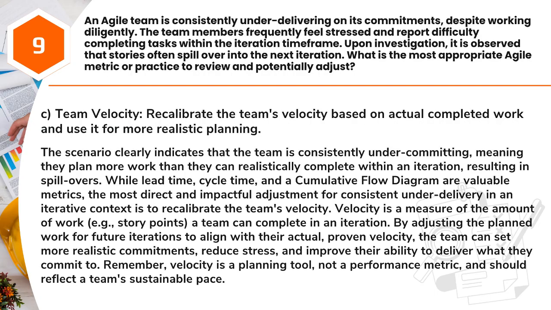Answer. C. Team velocity. Recalibrate the team's velocity based on actual completed work and use it for more realistic planning. The scenario clearly indicates that the team is consistently overcommitting, meaning they plan more work than they can realistically complete within an iteration, resulting in spillovers. While lead time, cycle time, and a cumulative flow diagram are valuable metrics, the most direct and impactful adjustment for consistent underdelivery in an iterative context is to recalibrate the team's velocity.